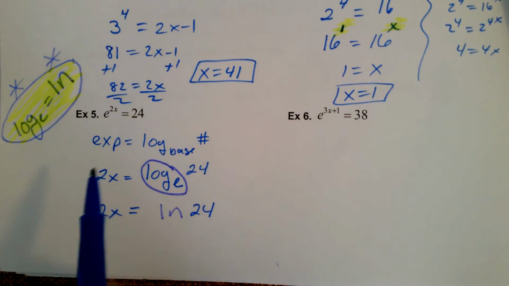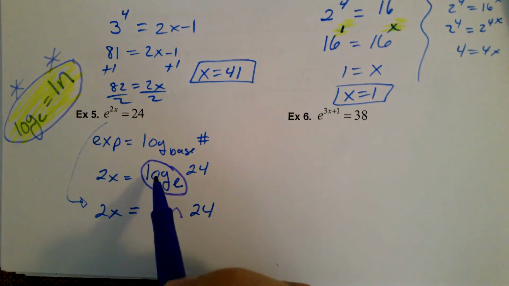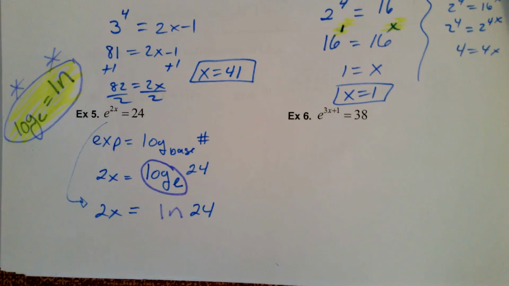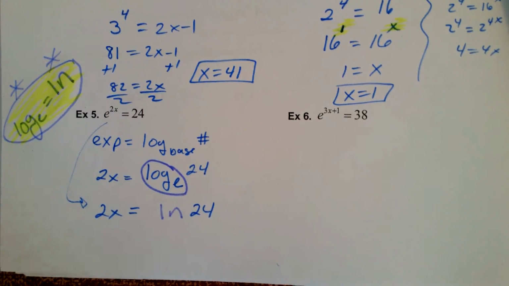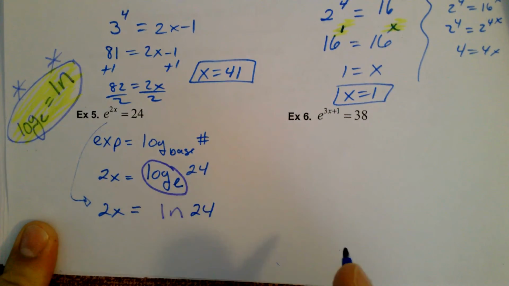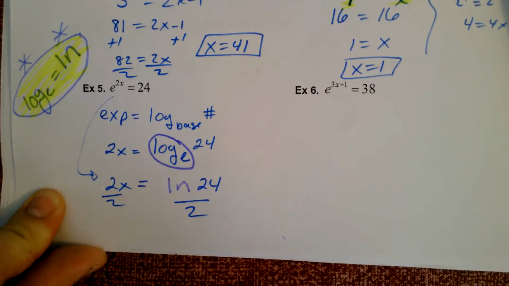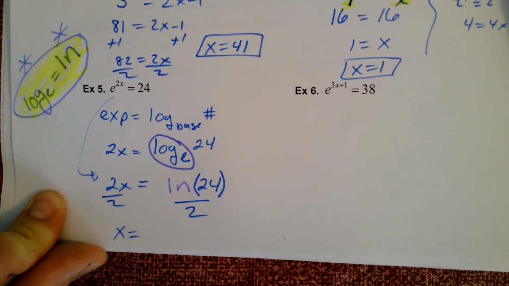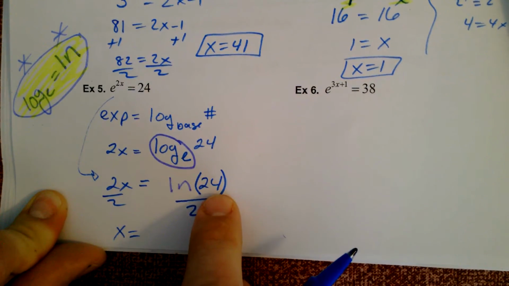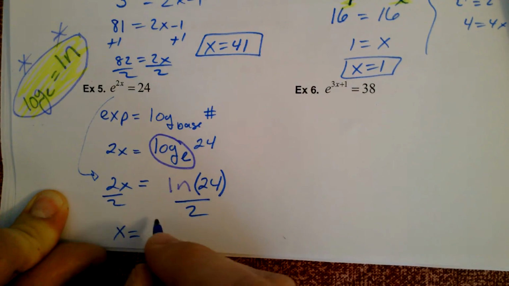I usually go from this step to that step. I know I've got a base e, so I'm going to write natural log. But for notes, I'm writing it out for you guys. Now the natural log of 24, I don't know what that is. It's some decimal. So if I have 2x equals some decimal and I want to solve for x, I'm just going to divide by 2. Now, this 24 is on the inside of the log. You can't touch it. So you can't do the natural log of 12 because 24 divided by 2 is 12. You've got to leave these two separate.